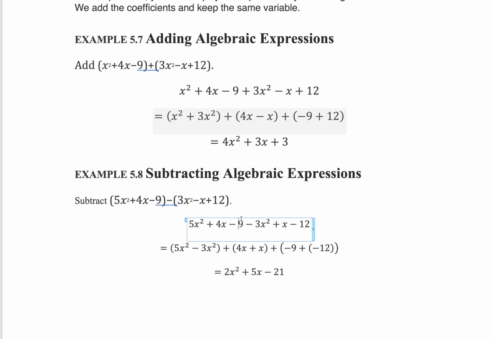So accordingly, 3x squared turns to be negative 3x squared. It's negative x, you have to flip the sign, it turns to be plus x, and then plus 12 turns to be negative 12. The remaining part is just like addition, combining like terms. And this is the final result we are getting.